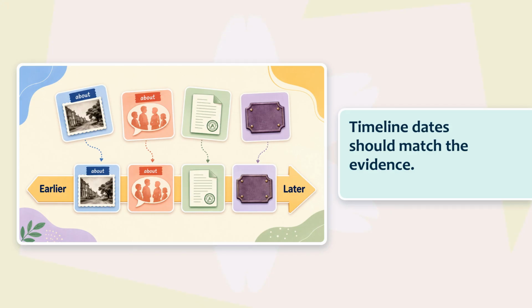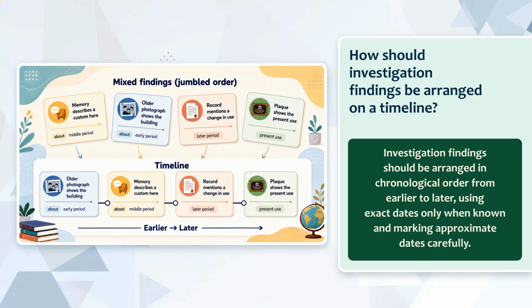Timeline dates should match the evidence. Use exact dates only when the source supports them. Compare the mixed cards with the ordered line. How should investigation findings be arranged on a timeline? The earlier to later arrow gives the rule. Investigation findings should be arranged in chronological order from earlier to later, using exact dates only when known and marking approximate dates carefully. The timeline should preserve the limits of the evidence.